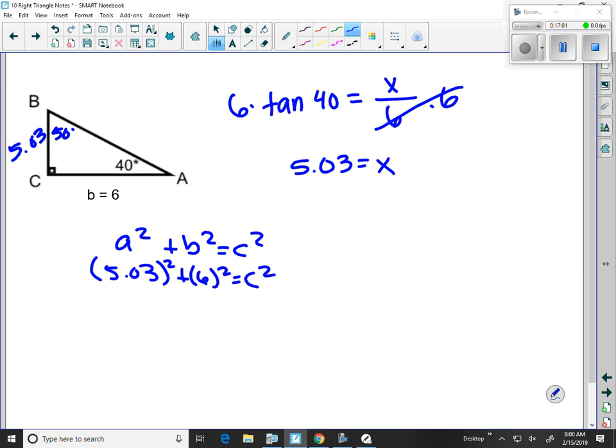Now, how do I know that I'm solving for C and not A or B? Which side is C? Do you remember Pythagorean theorem? It's always the hypotenuse. C will always be the hypotenuse, the side that it's across from 90. Just be careful on that if you use that. Okay, so go ahead and we can put this in our calculator.